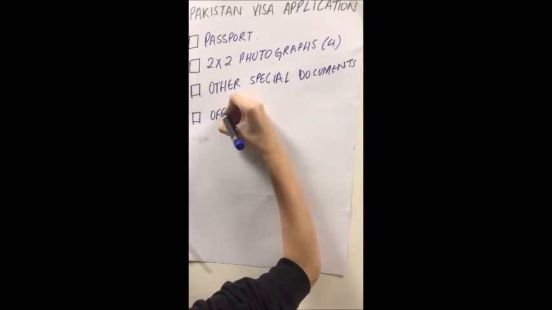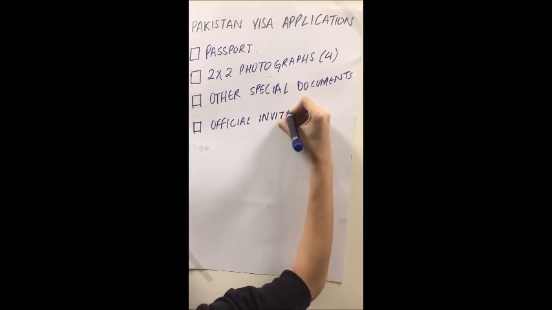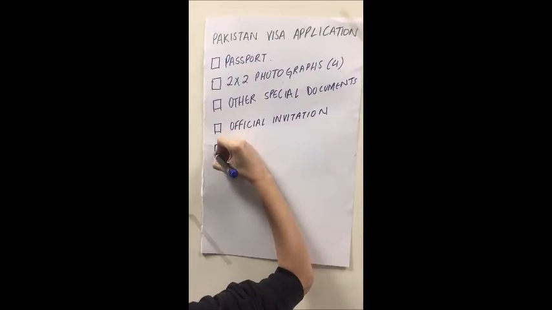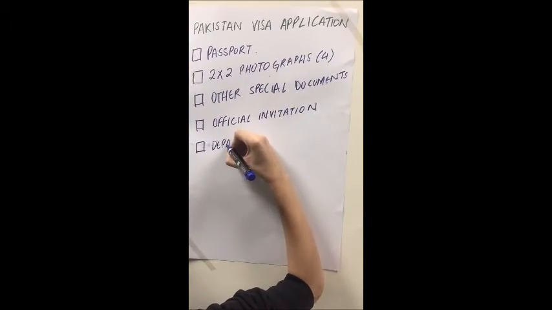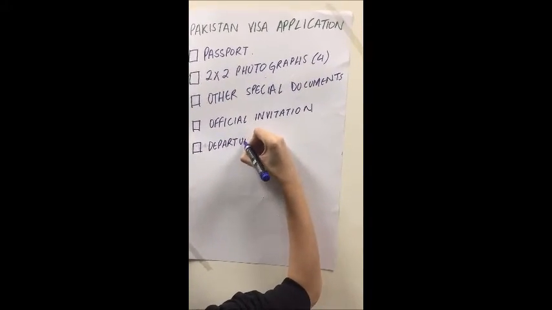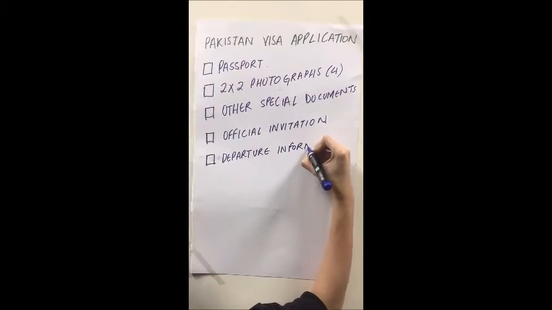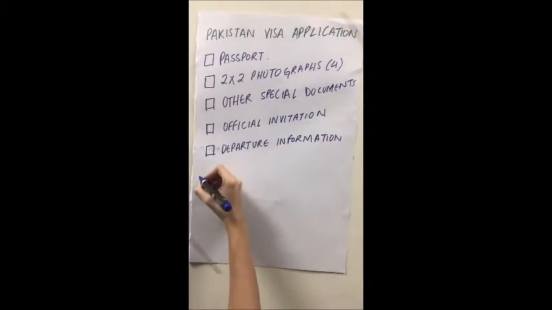Of course, you will need an official invitation. This is the letter of invitation that will be given by your sponsor in Pakistan. You must explain your relationship with the sponsor and the purpose of travel. Moving on, departure information. For that, you will need a computer-generated flight itinerary from the airline or from your travel agency, or a simple copy of the airline tickets can also suffice.